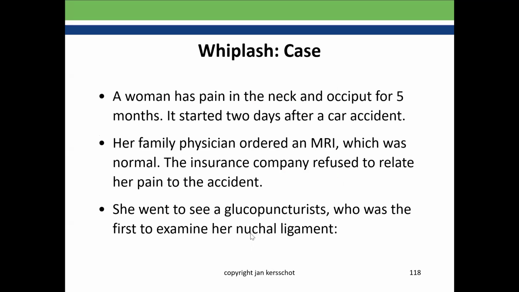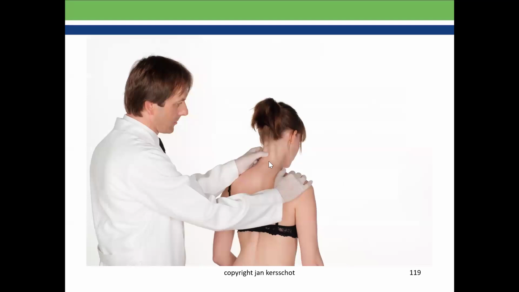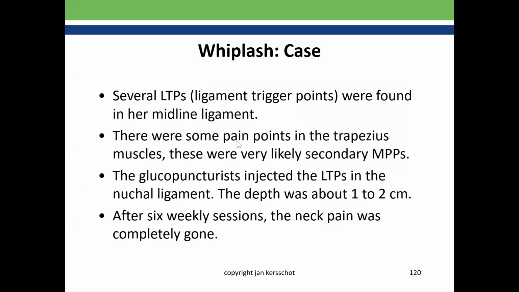And this is another case of a patient where I injected into the ligaments, a whiplash case. And the MRI was normal. And she went to see another guy, not me, a glucopuncturist, who was, again, the first to examine the nuchal ligament and found several ligament trigger points because the pain was not only local, but also referred. And also they found some points in the trapezius muscle, maybe secondary pain points. So the glucopuncturist injected the LTPs in the nuchal ligament, which is like 1 or 2 centimeters deep. And after 6 sessions, the pain was gone.